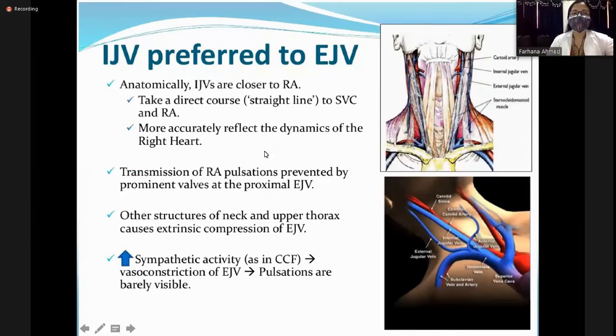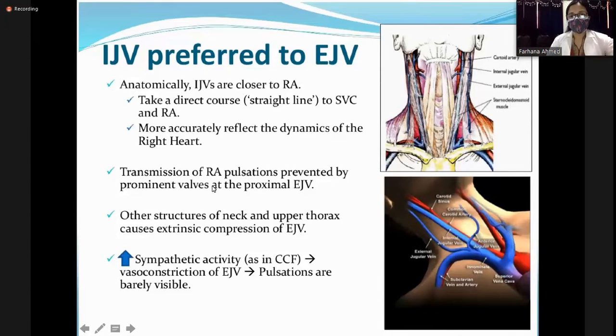Why do we prefer the internal jugular vein to the external jugular vein? Anatomically, the internal jugular vein is closer to the right atrium. It takes a direct course to the SVC and RA, and more accurately reflects the dynamics of the right heart. Transmission of RA pulsation is prevented by a prominent bulb at the proximal external jugular vein. Whereas in the internal jugular vein there is no bulb, but in the external jugular vein there is a bulb.